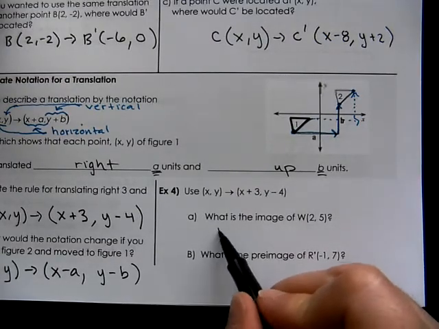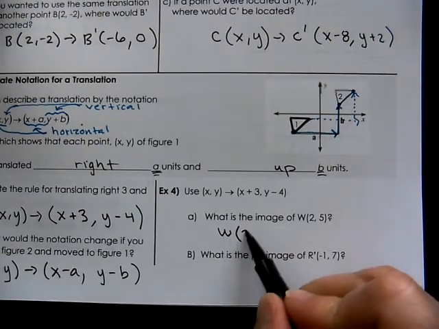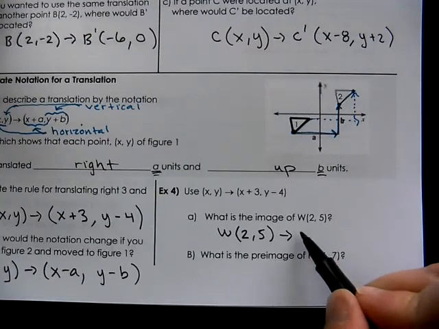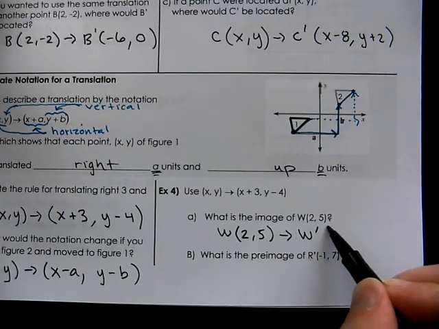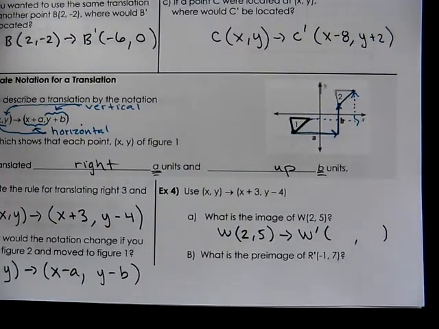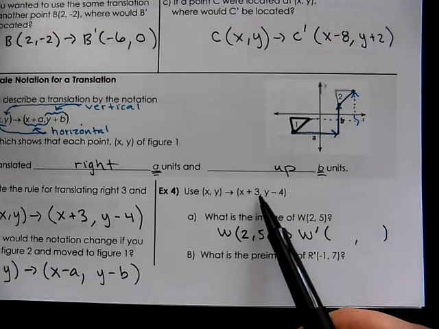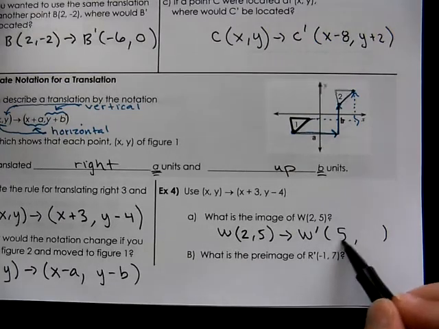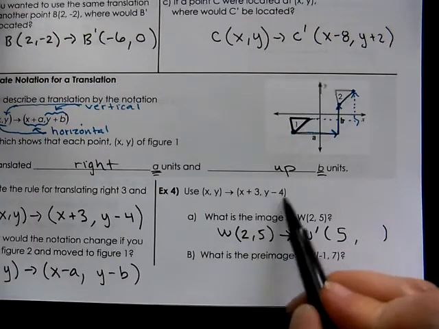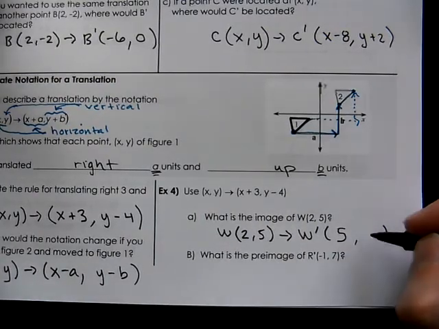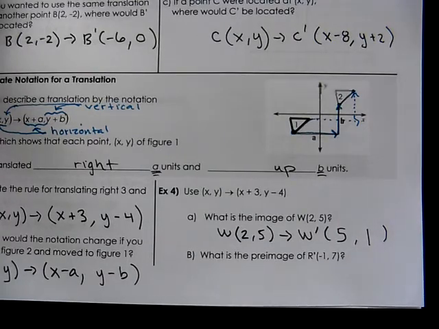So what we do is we start off with our pre-image, 2 comma 5, put down the arrow, and we end up with W prime, and that's what we have to calculate. So the rule says take the x coordinate and increase it by 3. We're essentially shifting it to the right 3. So my x coordinate is 2, adding 3 gives us 5. Take the y coordinate and subtract 4. My y coordinate is 5, subtracting 4 results in 1.